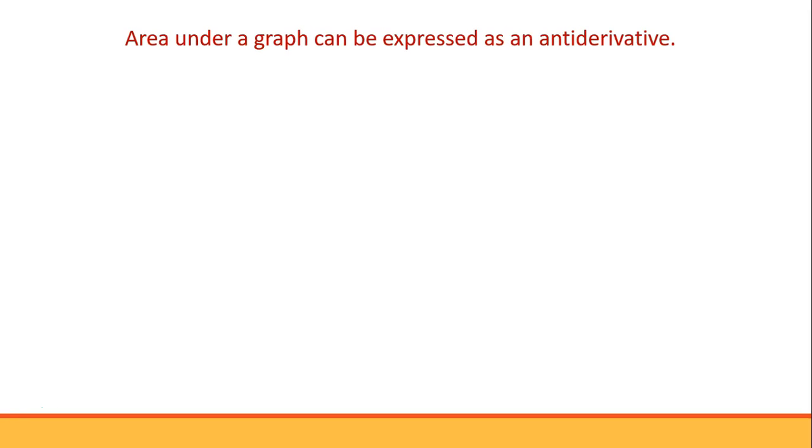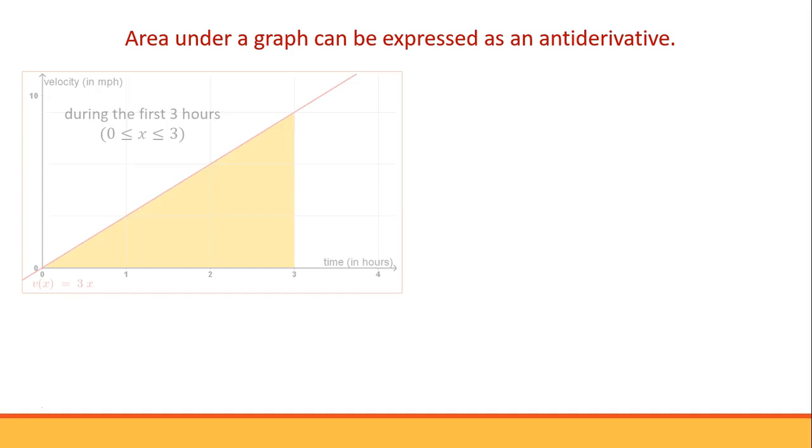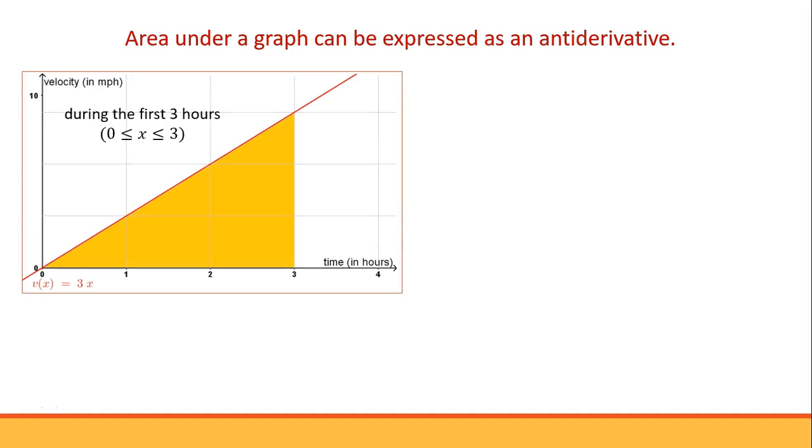Now we've said that area under a graph can be expressed as an antiderivative. We looked at this problem where we were finding the distance traveled during the first 3 hours. In other words, when x was between 0 and 3 for our velocity function v of x equals 3x. Since that area can be expressed as an antiderivative, we also could use this notation to denote the area underneath this curve from 0 to 3.